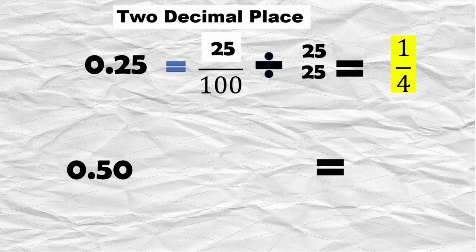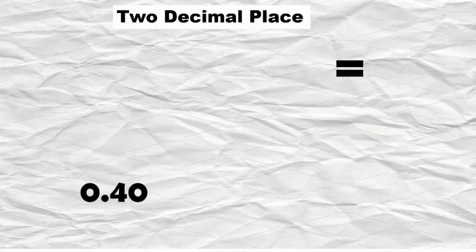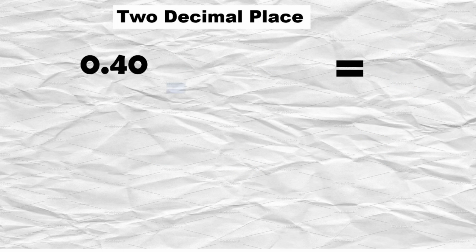Next, 0.50. Okay? So in a fraction, we have 50 over 100. Now, find the lowest term of 50 and 100. So divided by 50. 50 divided by 50 is equal to 1, and 100 divided by 50 is 2, meaning 0.50 is equal to 1/2.